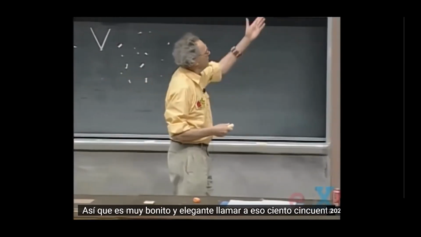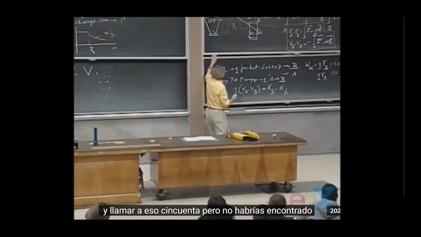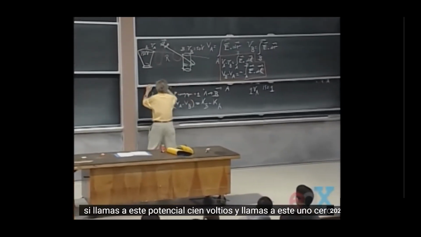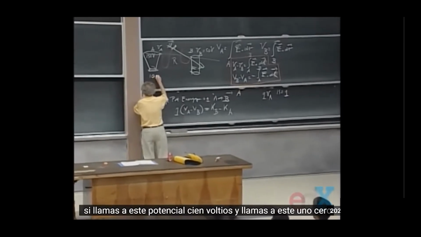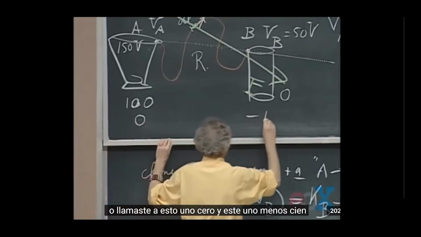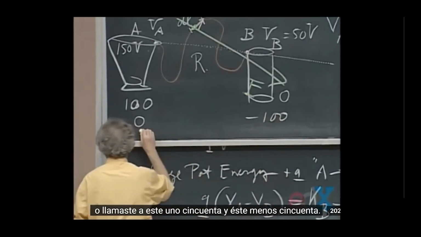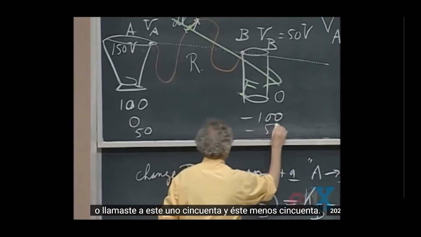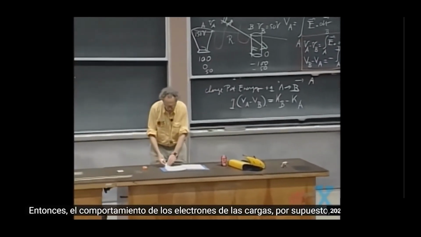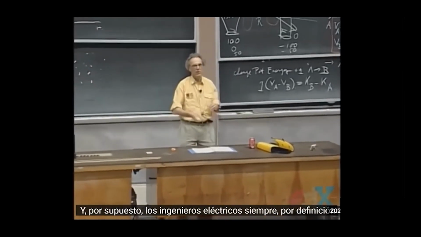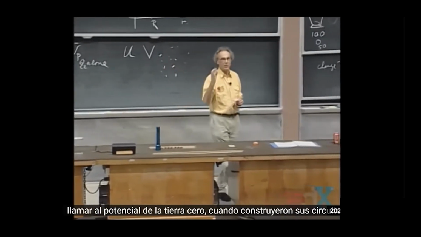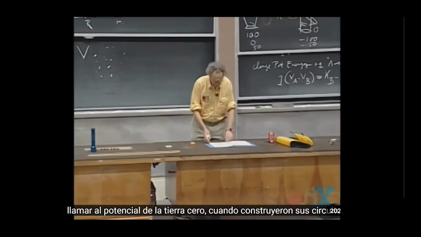So it is very nice and dandy to call that 150 and to call that 50, but you wouldn't have found any different answer for the electron if you call this potential 100 volts and this one 0, or this one 0 and this one minus 100, or this one 50 and this one minus 50. So the behavior of the charges would of course not change. And of course electrical engineers would always, per definition, call the potential of the Earth 0 when they built their circuits.